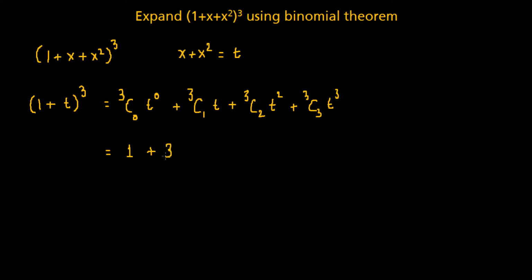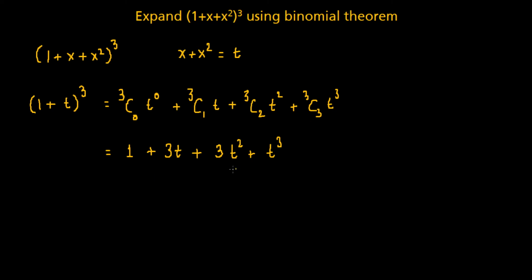3c1 is 3, so this will be 3t, thrice of t. 3c2, so what's 3c2? 3 factorial over 2 factorial over 1 factorial, so this is 3. So this is 3t squared, and 3c3 is 1, t cubed. Anyways, we didn't have to use binomial theorem because we know 1 plus t cubed is equivalent to 1 plus 3t plus 3t squared plus t cubed, which you can use as an identity, but since we're doing binomial theorem, I wanted to show you how it's done.